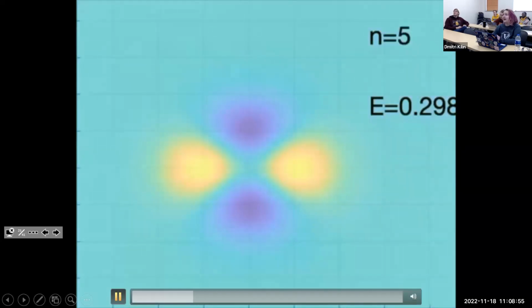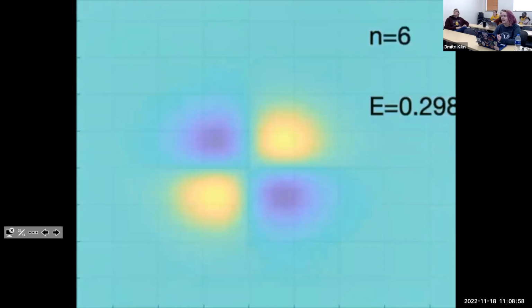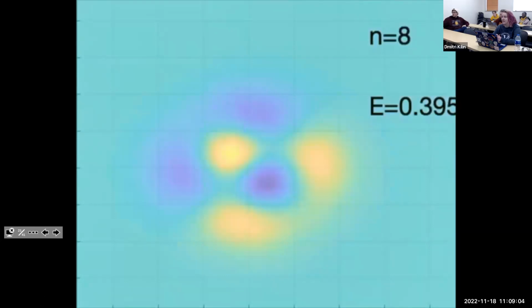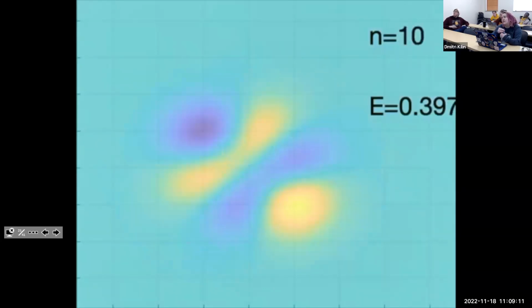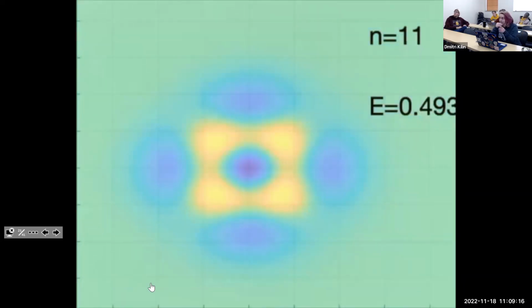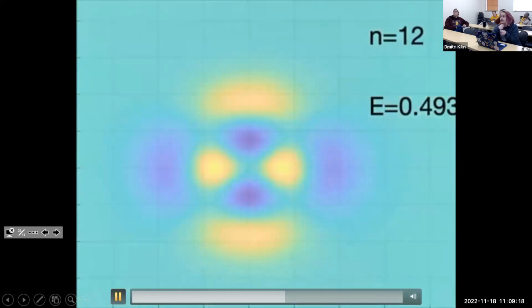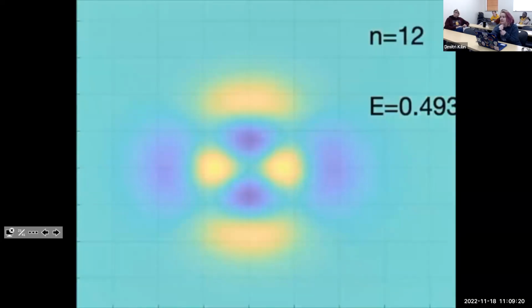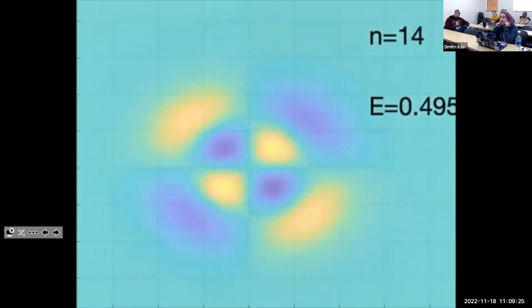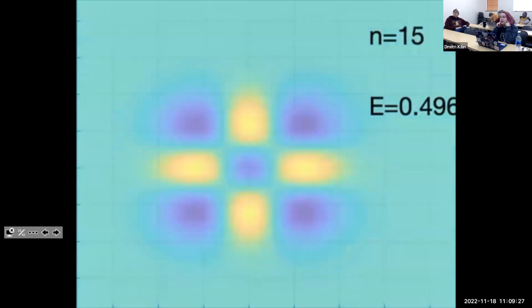Next. There we go. This looks like D, and this is a rotated D, right? Yep. And this like F. P2, P3, but it's harder to recognize. This looks like F, and then it goes crazy after this. The G orbitals. Okay, so you cannot imagine that it is not a hydrogen orbital.